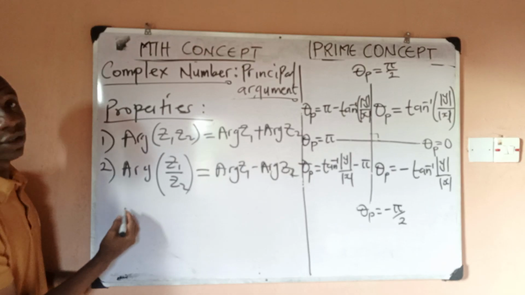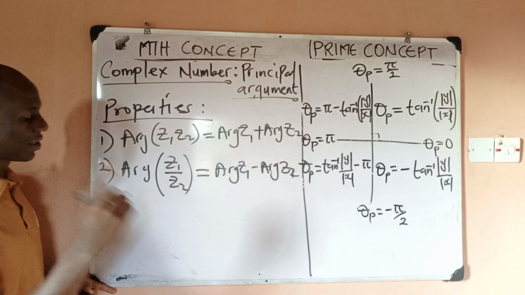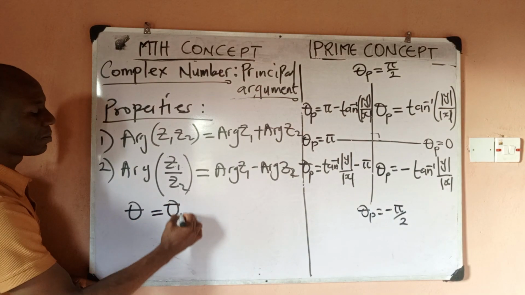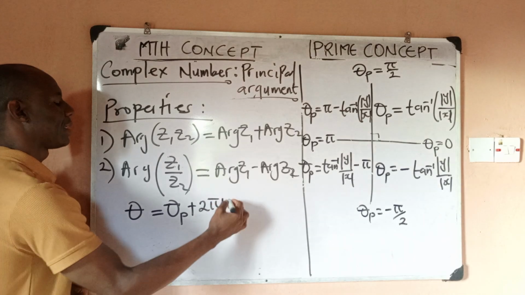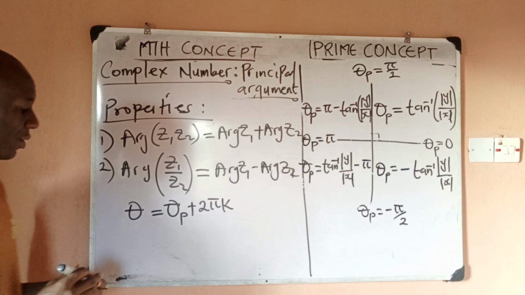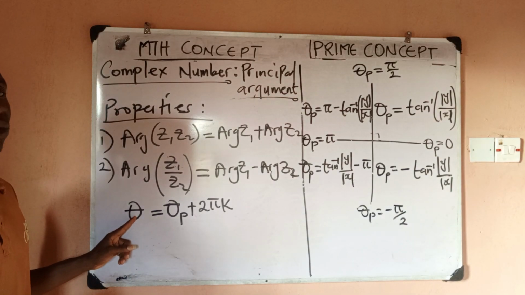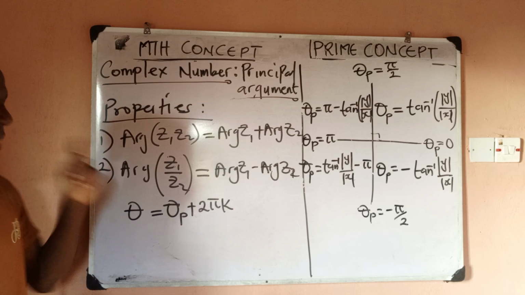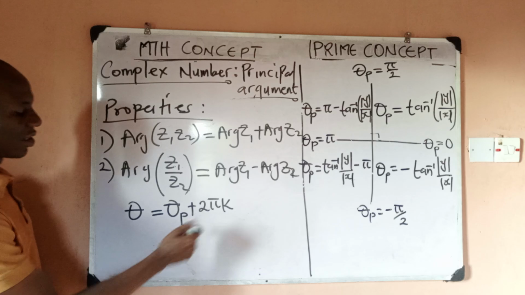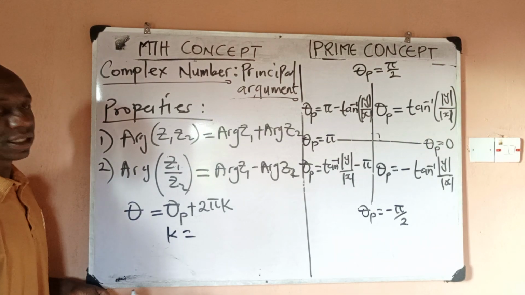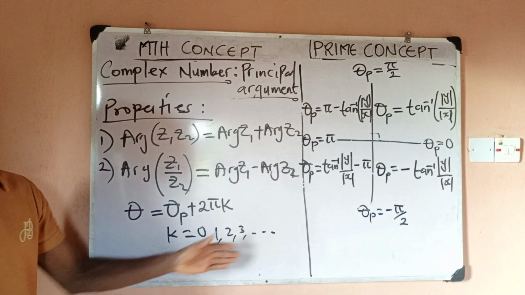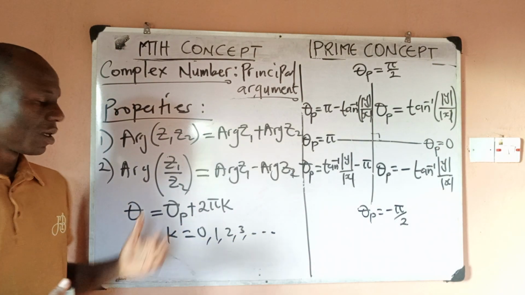But finally I want to give you this. You should know that there's a relationship between ordinary argument and principal argument. Theta, the ordinary argument, is equal to the principal argument plus 2 pi k. This is the relationship between ordinary and principal. Again, ordinary argument is usually denoted with the symbol small letter a. Whenever you see capital letter A, it means principal argument. Small letter a means ordinary argument. Here k is an integer, starting from 0, 1, 2, 3, and so on. So these are the values k can take.